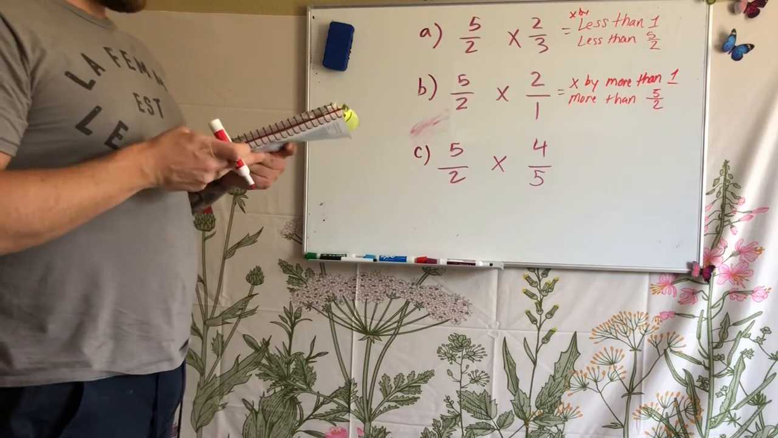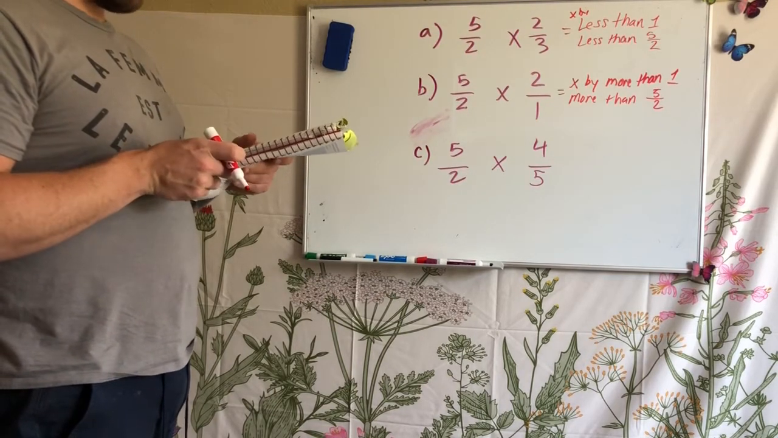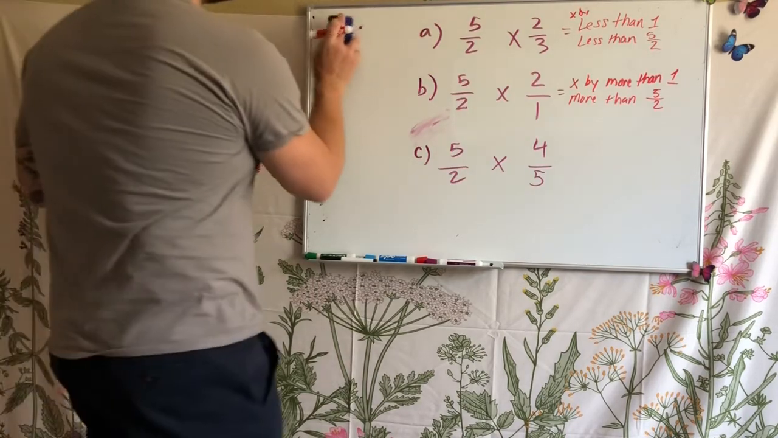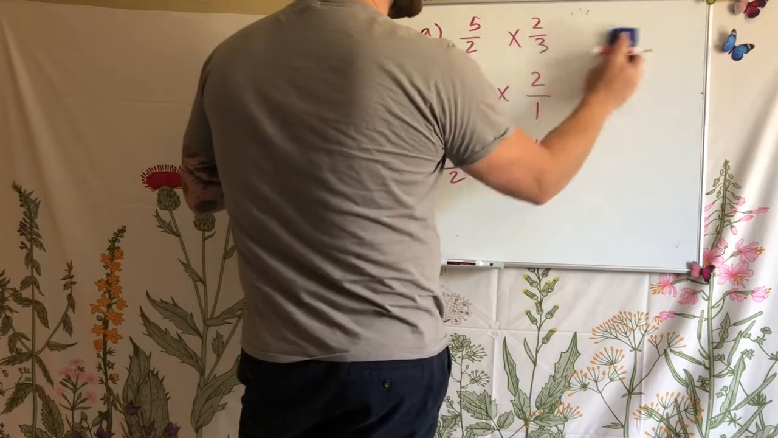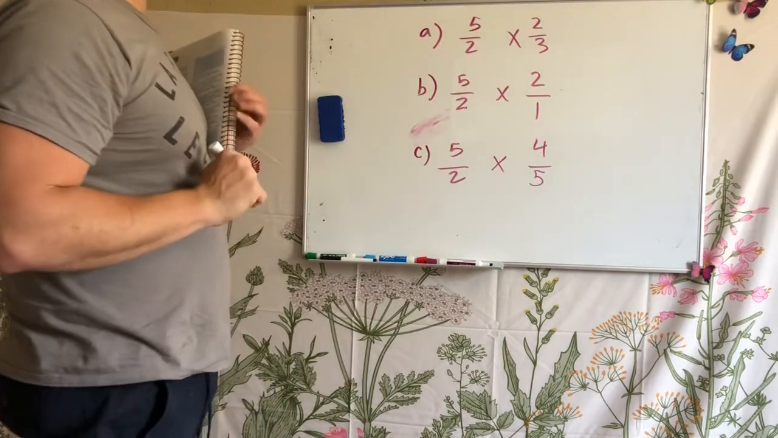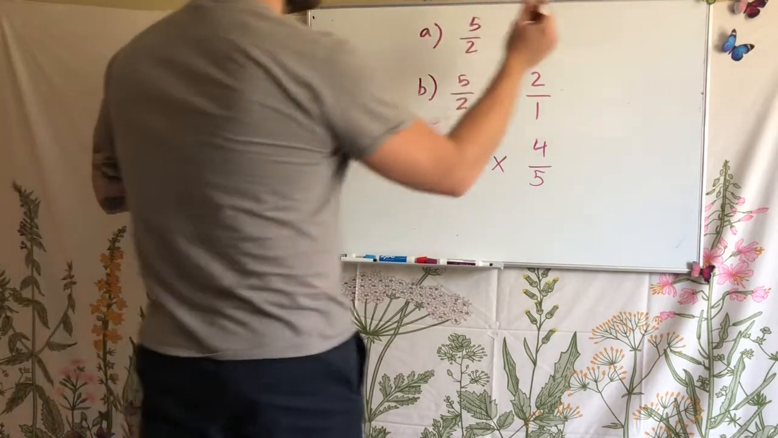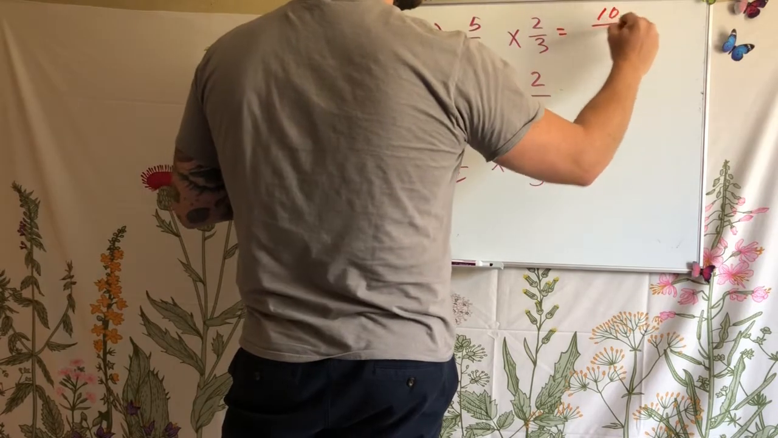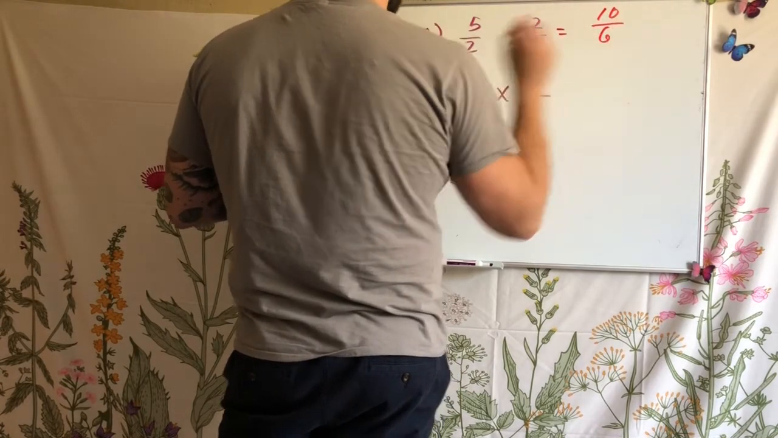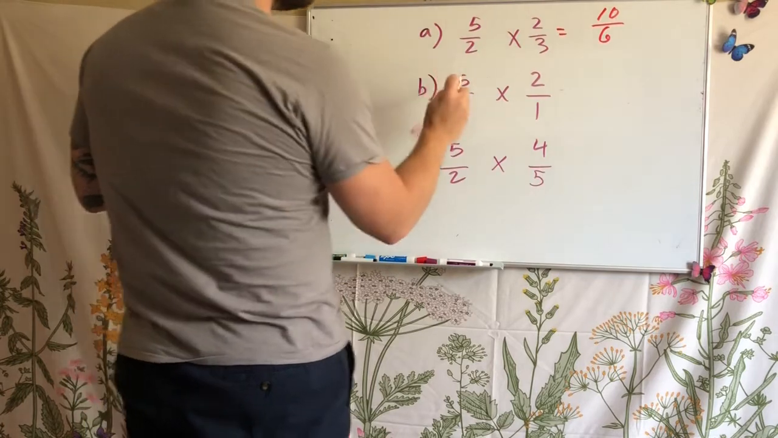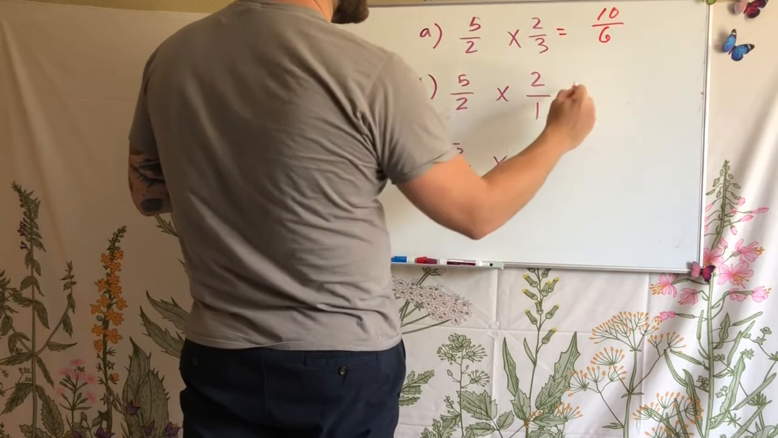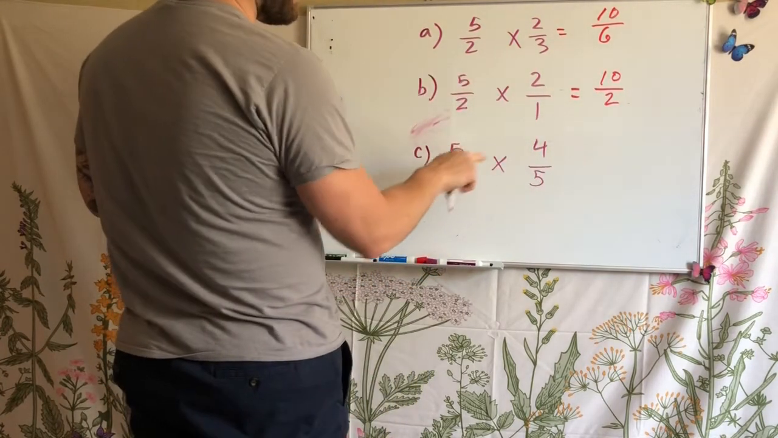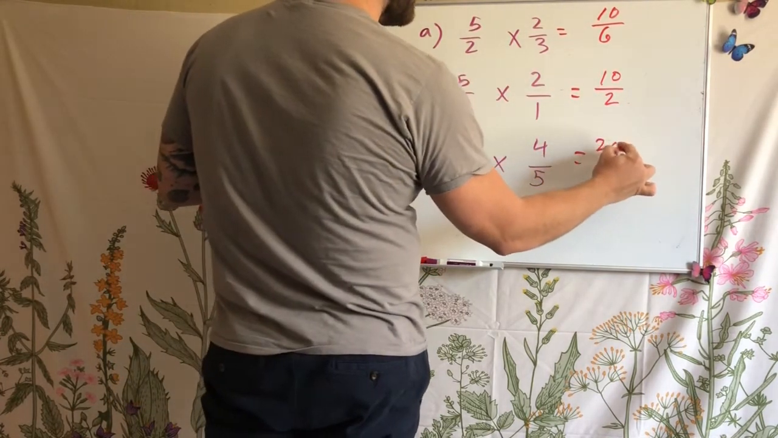Okay, so I want you to copy these problems now and work them. Don't simplify, just multiply. So pause the video and solve these equations. All right, so 5/2 times 2/3 is 10/6. 5/2 times 2/1 equals 10/2. 5/2 times 4/5 equals 20/10.